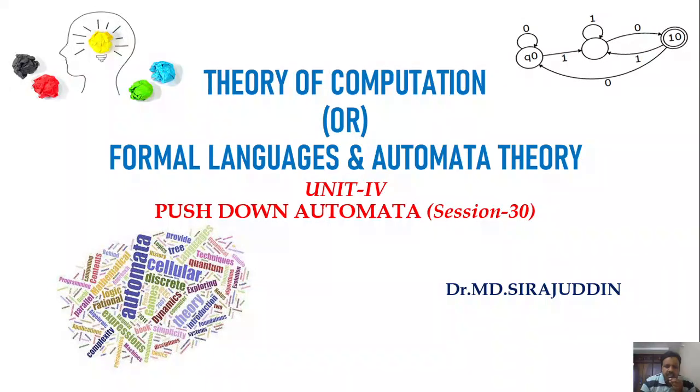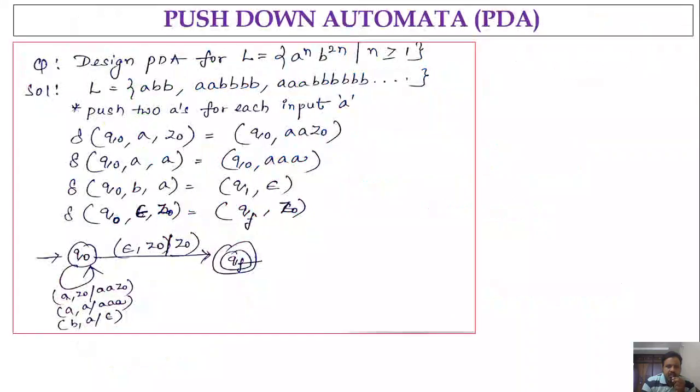So in today's session, we are going to construct the pushdown automata for a few complex problems for the given language properties. Let us have a look at them. So these are the problems for which we constructed the PDA in the previous session. We constructed the PDA for the language L is equal to the set of a power n b power 2n such that n is greater than or equal to 1.